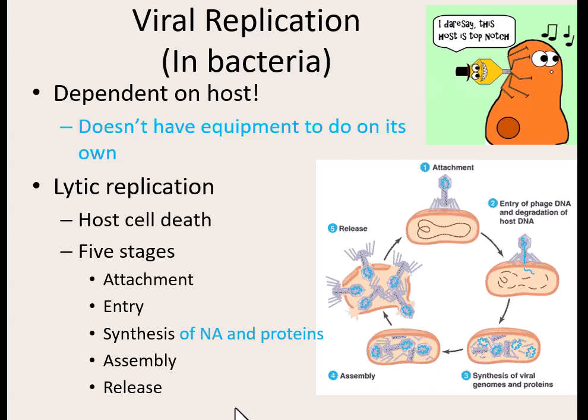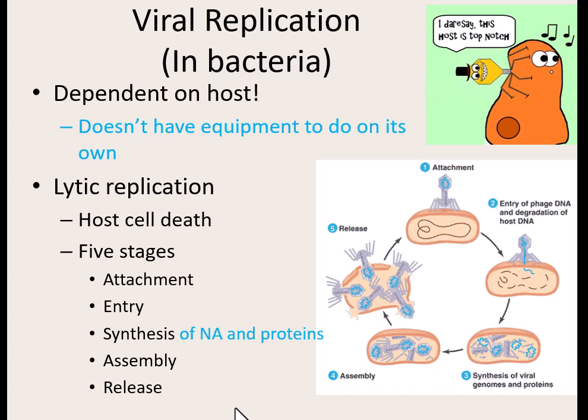So it goes through 5 stages. It first has to attach. And again, it's going to recognize a very specific bacteria for it to attach to. And again, these bacteriophages have some really cool little structures to them. They look like little moon landers. So they first attach to their host cell. And then you have the entry. And again, the only thing that gets inside of the cell, or the only thing that's required to get inside of the cell, is just the genetic material, whether it's DNA or RNA. So you have the entry.